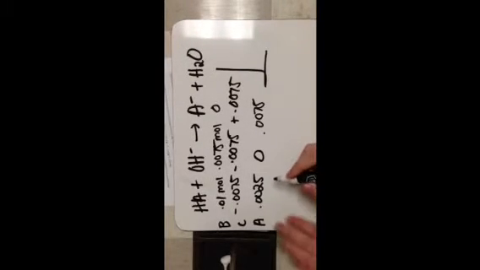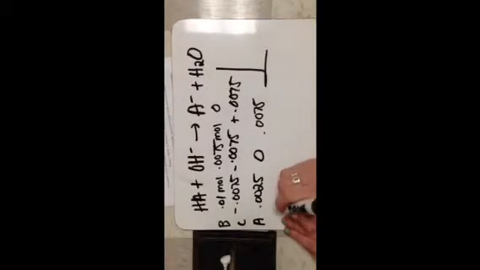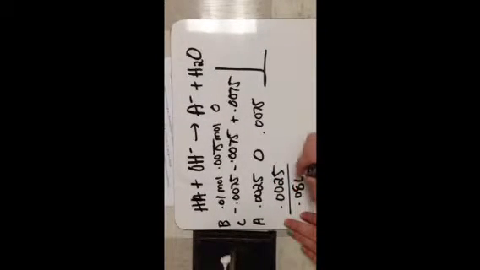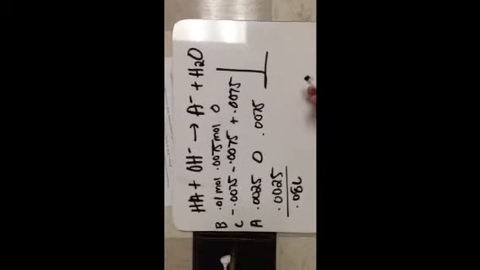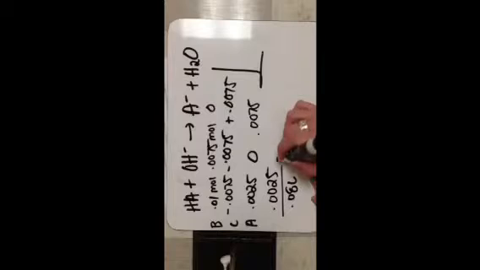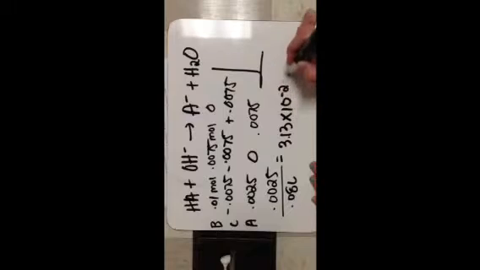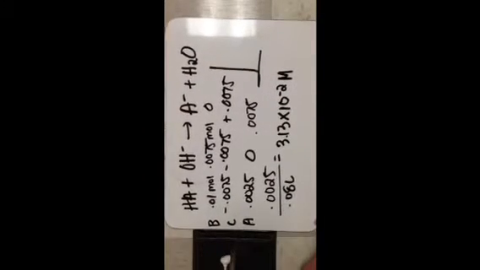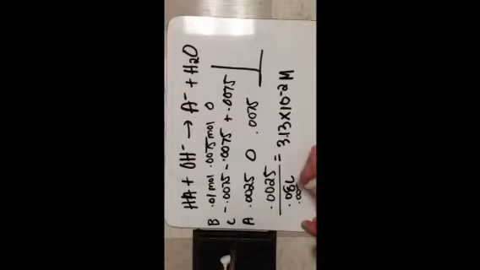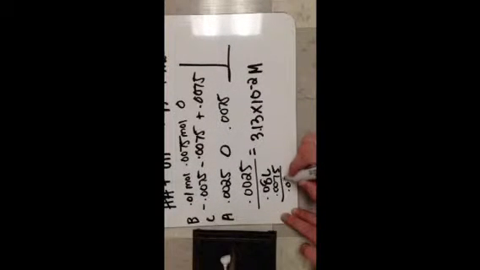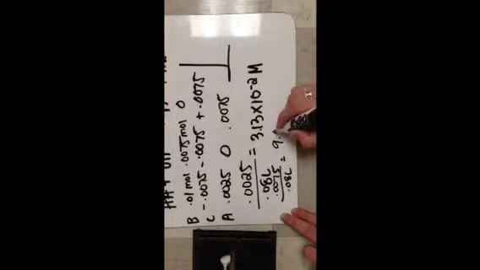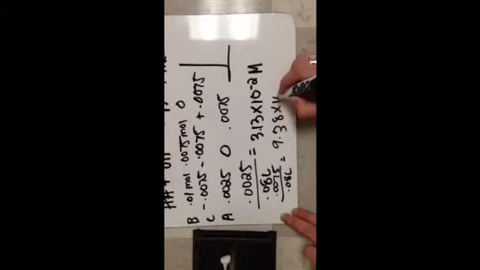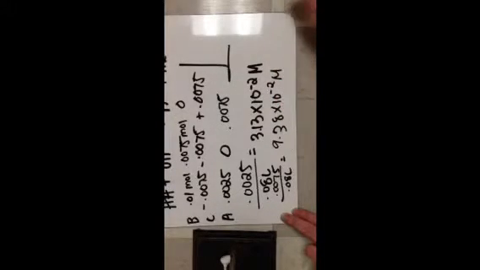So now we have to convert it to molarity. So it's 0.0025 divided by 0.08 liters, because that is the total volume in liters, which equals 3.13 times 10 to the negative second molar. And for A minus, it's 0.0075 divided by 0.08 liters, and that equals 9.38 times 10 to the negative 2 molar.